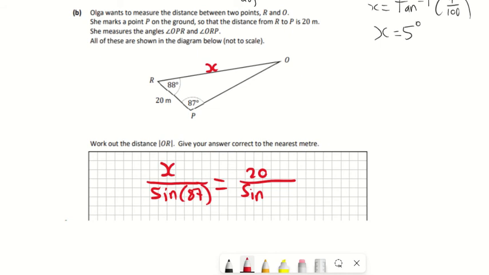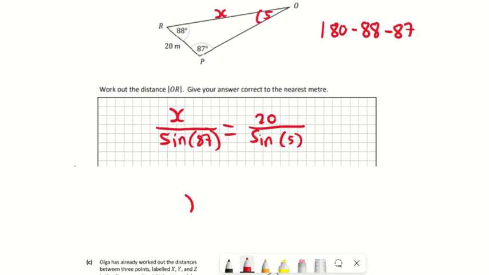It's going to be this angle up here, isn't it? So you'll actually have to work that out. We'll have to do 180 take away 88 take away 87. So that's just going to be 5 there. So sine of the angle 5. And then x is going to be equal to 20 over sine 5, and you're just going to move the sine 87 all across, so multiplied by sine 87.